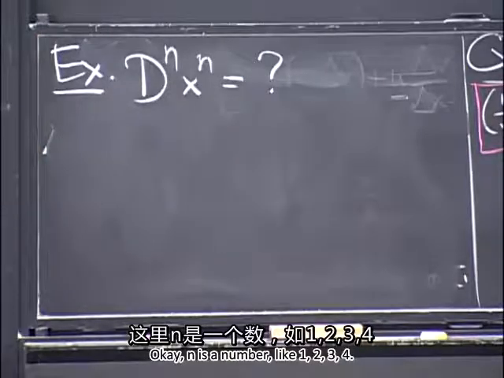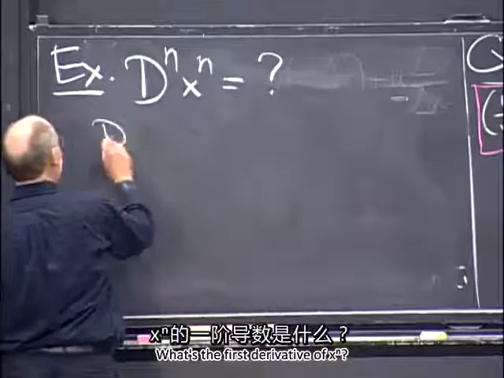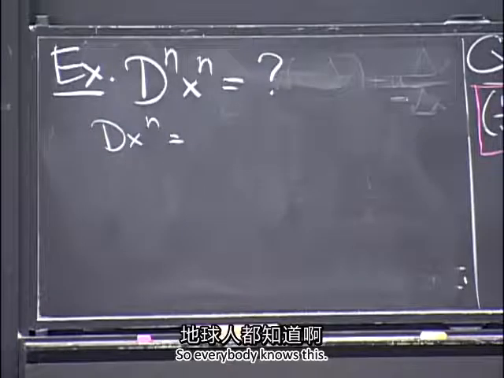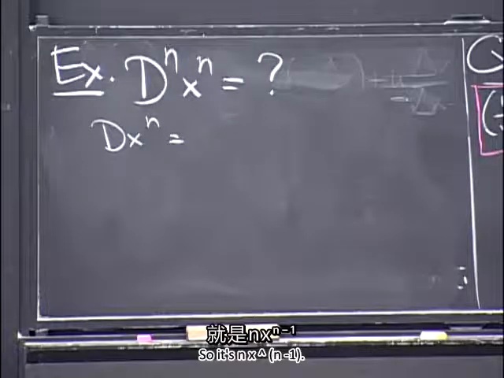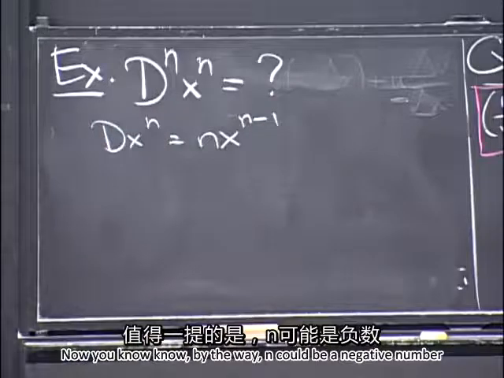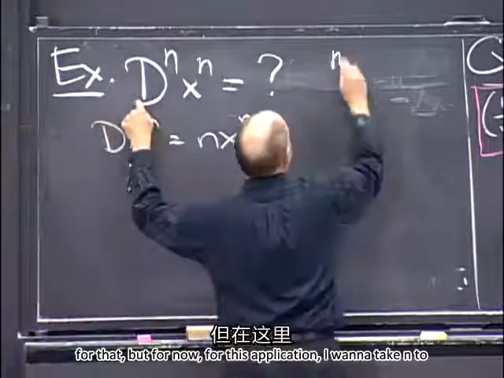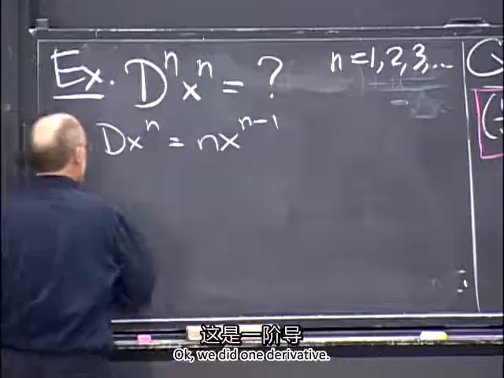Okay, n is a number like 1, 2, 3, 4. So here we go. Let's do this bit by bit. What's the first derivative of x to the n? So everybody knows this. I'm just using a new notation, this capital D notation. So it's n x to the n minus 1. And now you know, by the way, n could be a negative number for that. But for now, for this application, I want to take n to be 1, 2, 3, and so on. One of those numbers. Okay, we did one derivative.